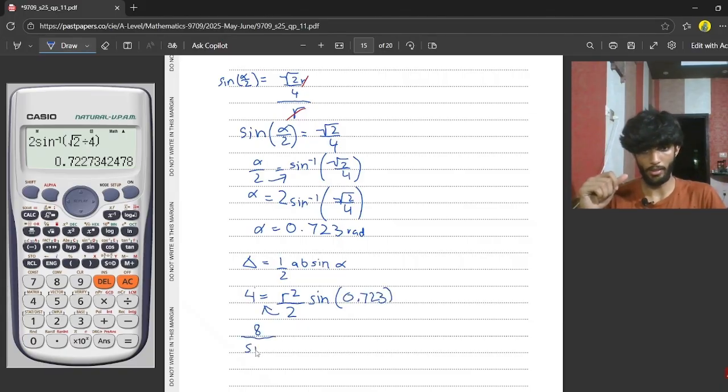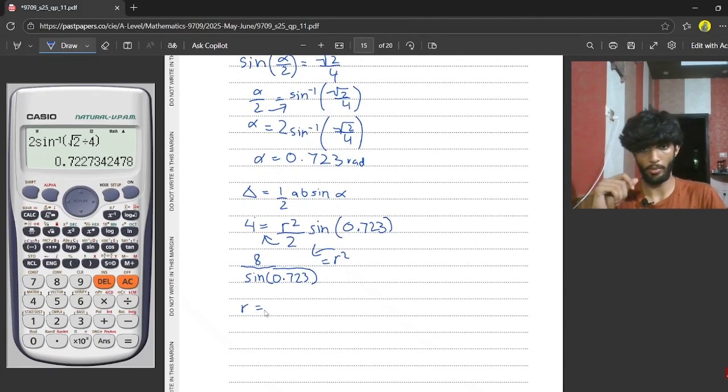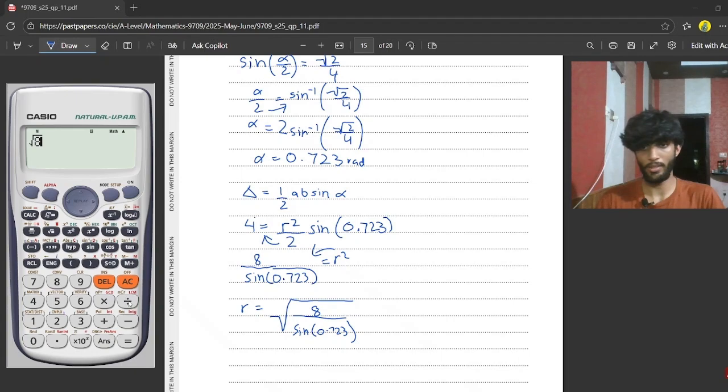I divide the 8 by sine 0.723. Okay, and then what I do is I have my r squared term, so I send the square root to the other side. And r is going to be under root 8 by sine 0.723. And I'm not going to take the negative value of the under root. The reason for that is because radius is a length. Length is a positive quantity. So, under root 8 divided by sine 0.723.